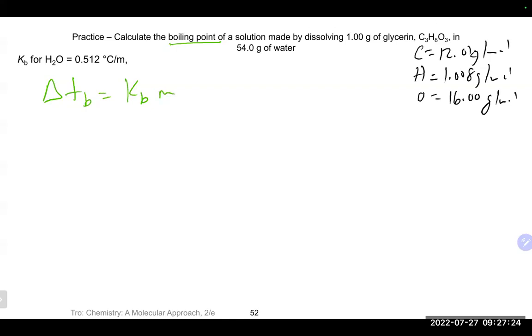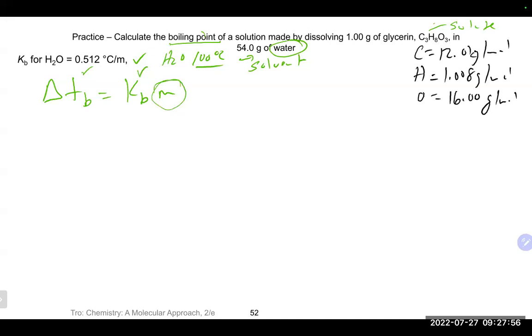We have glycerin, which is our solute, the smaller part, and water here, once again, is our solvent, which is why when we go to the table, we will look up the value there for water. We also know because it is water, it will boil at 100 degrees Celsius. This is the normal boiling point. So we're looking for the boiling point here, so we do need to figure out the change in boiling point. To help us do that, we do have the KB.